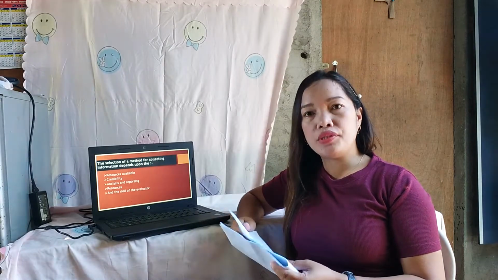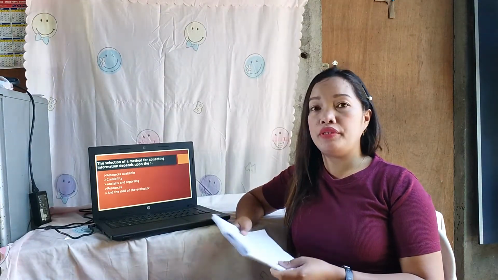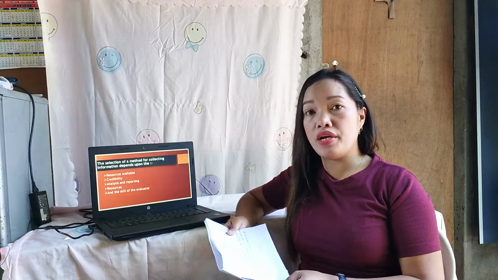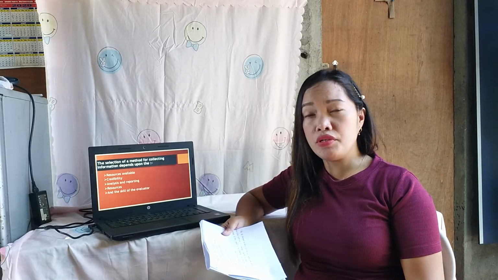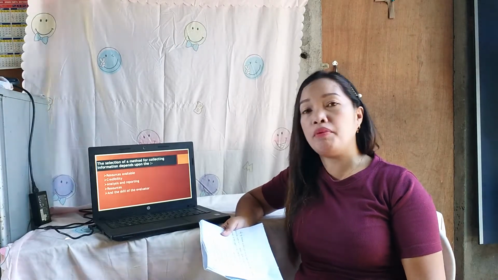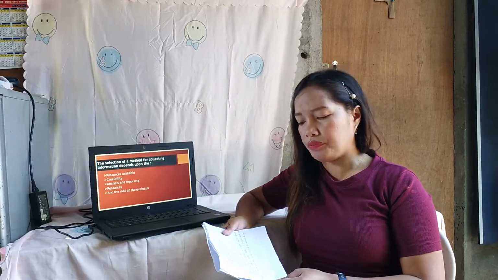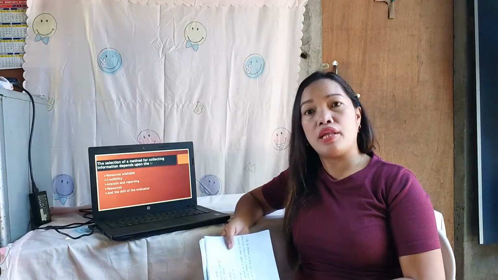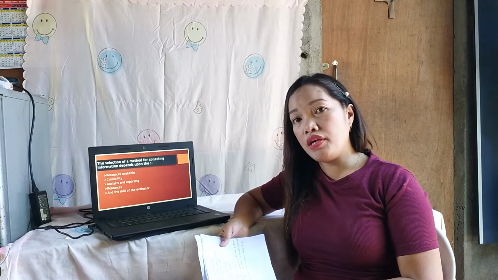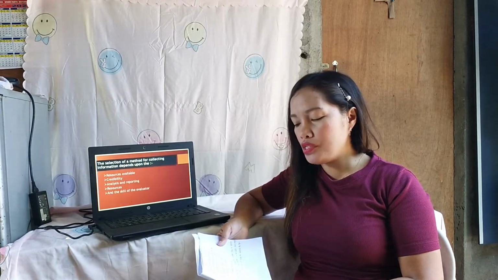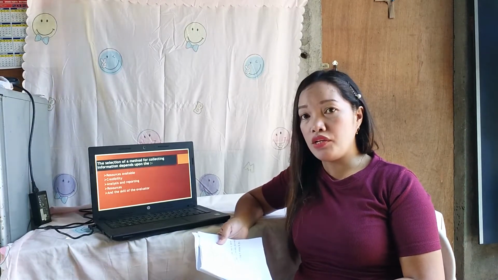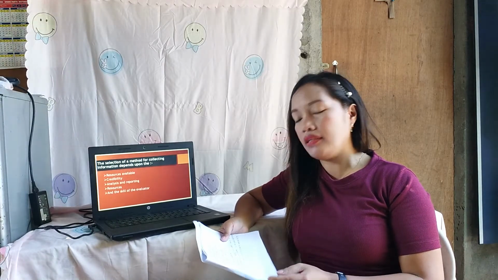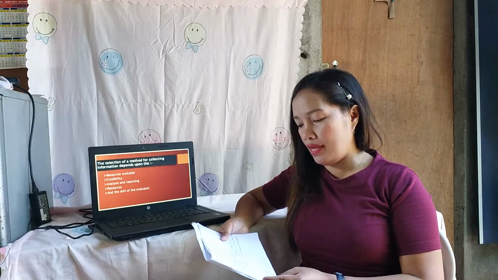There are also some sources that should be avoided. Number one, out of date materials. When we say out of date materials, those are materials published over 10 years ago. Number two, posts from social networks like Facebook. Number three, blogs. Number four, research articles without citations. And number five, websites ending in .com, .org, .net.